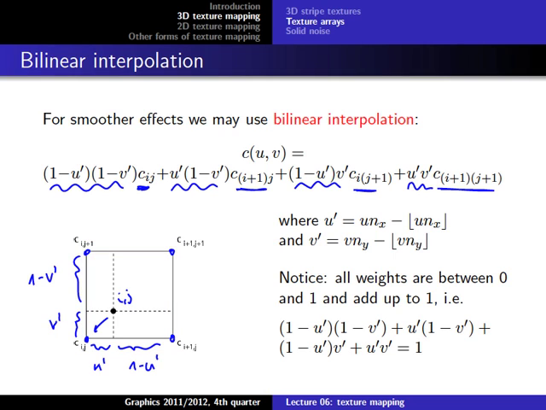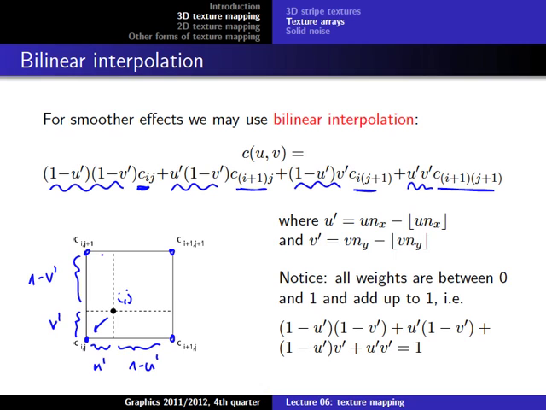Which, of course, makes sense, because the closer we are to a corner, the higher should be the influence of that color on the color that we put on this point here. And also for the others, we see it's the same way. The closer we get here to this value, the larger 1 minus u dash gets, and the smaller 1 minus v dash gets. So this is why we have it like this here.